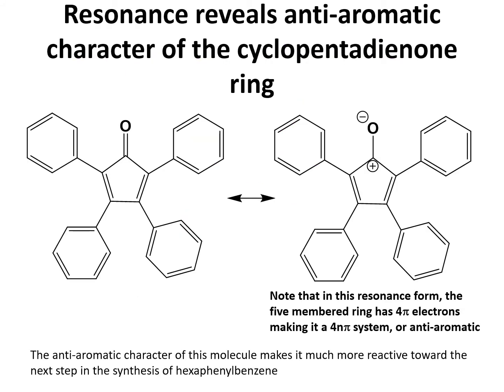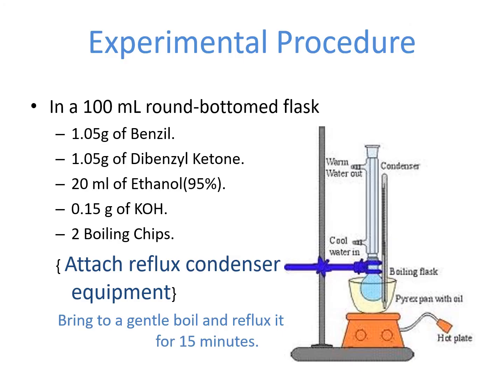So resonance reveals the anti-aromatic character of the cyclopentadienone ring. Note that in this resonance form, the five-member ring has 4 pi electrons, making it a 4n pi system, or anti-aromatic. The anti-aromatic character of this molecule makes it much more reactive toward the next step in the synthesis of hexaphenylbenzene, which is the last synthesis of this course.